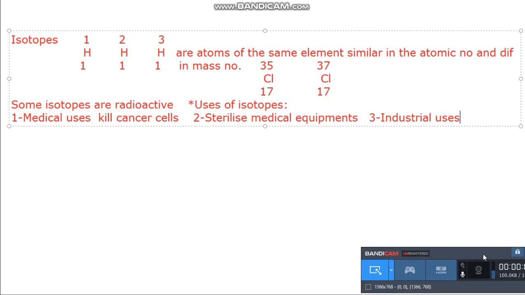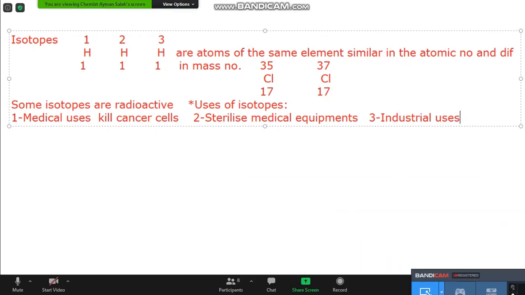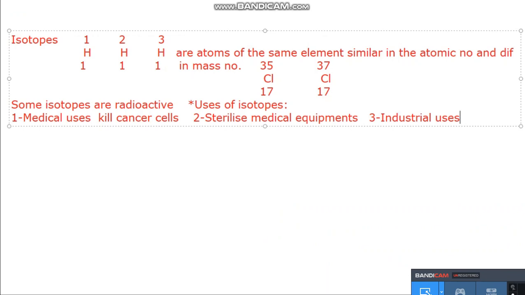The rays that come out from radioactive isotopes can be used to identify leaks in oil or gas pipelines. Some oil or gas pipelines can be broken. They can have holes in them, and these holes can let oil or gas out of the pipe. So we can identify the presence of holes inside these pipelines by using these rays.